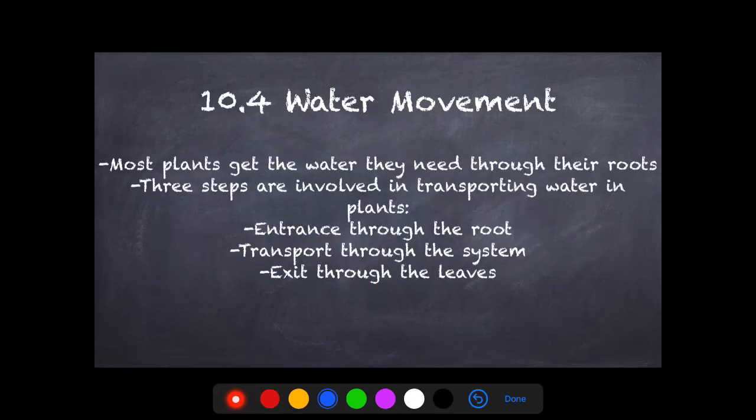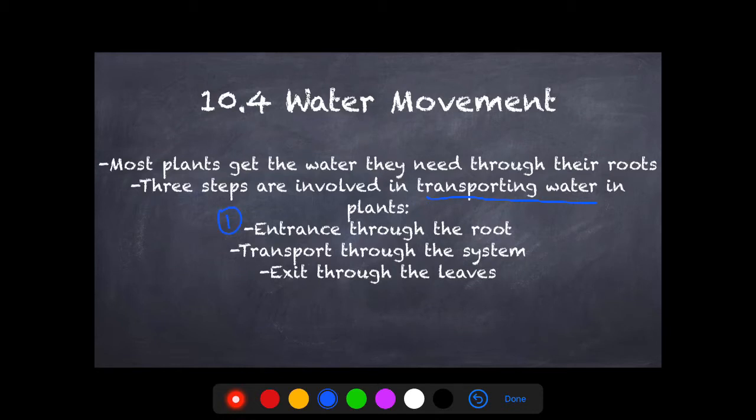So one of the main things that we said that plants are involved in is water movement. So most plants will get the water that they need through roots. That's why the root system is very important. Roots are in the dirt and in the soil. And so through these roots, they're able to take in minerals that are important, nutrients that are important, and also water. So there are 3 steps that are important in transporting water in a plant.